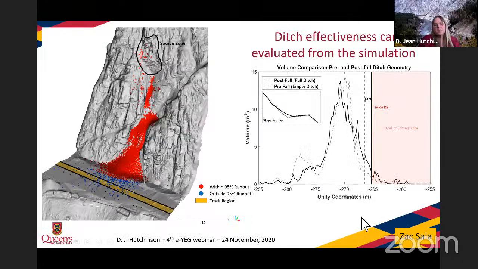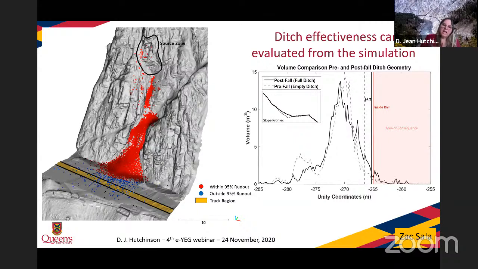And so one of the things we can do is to think about where the rocks end up. In this case, ditch effectiveness analysis done by Zach Sala. And here he was looking at this fragmental rockfall modeling, looking at where the events ended up. The results on the left side are colored on the basis of 95% of the run out. The red ones are within 95%, and the blue ones are outside of that. And the blue ones are the ones in this case that would potentially give concern to the railway track operator.